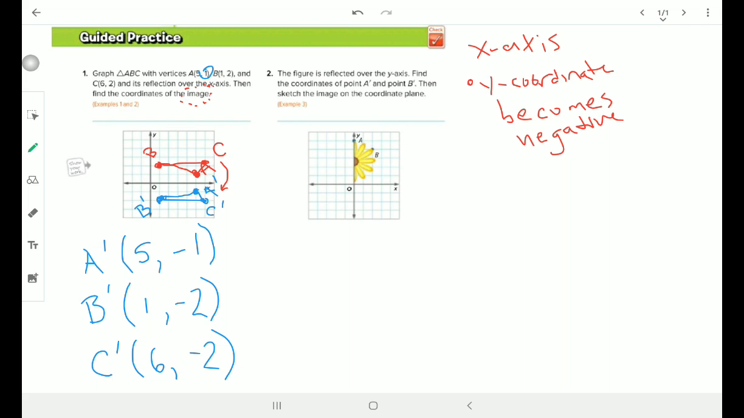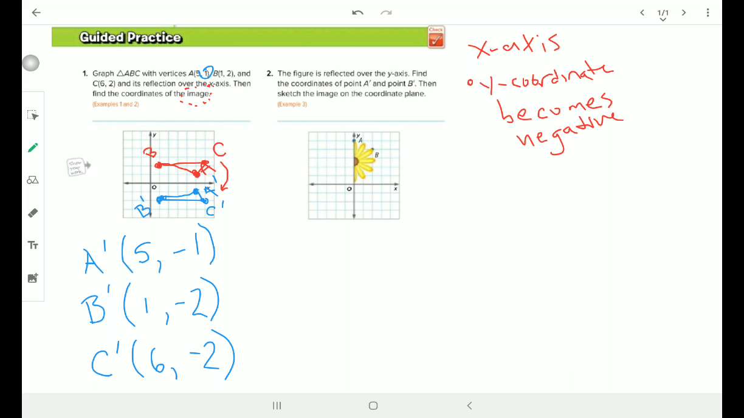Okay? So if we look at number 2 says the figure is reflected over the y-axis. Find the coordinates of A prime and B prime. Then sketch the image. Now, I'm not going to sketch the image here. You guys can do that on your own. But I'm going to go ahead and show you how to reflect this over the y-axis.